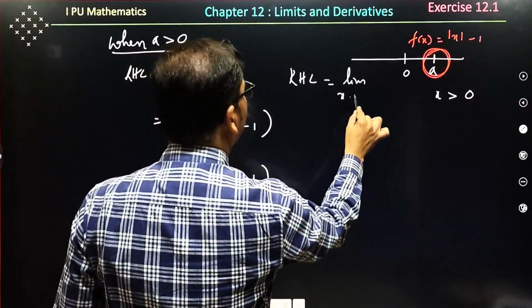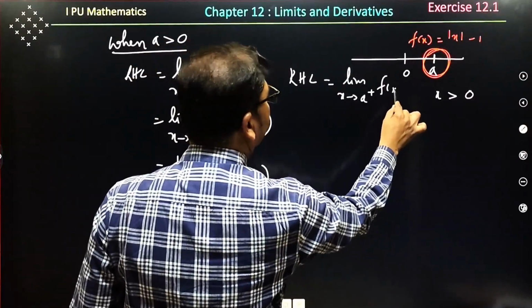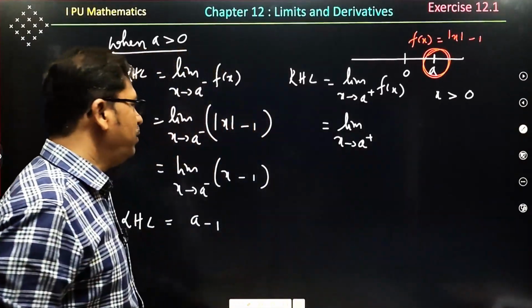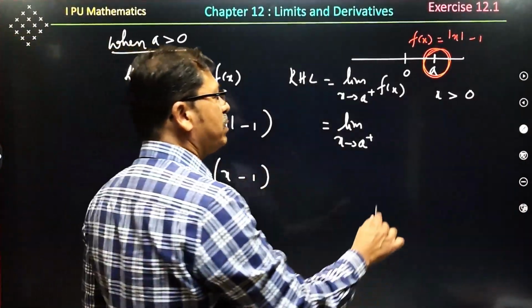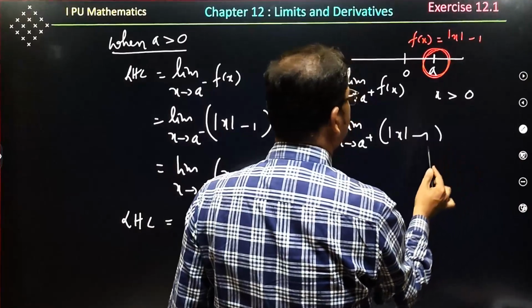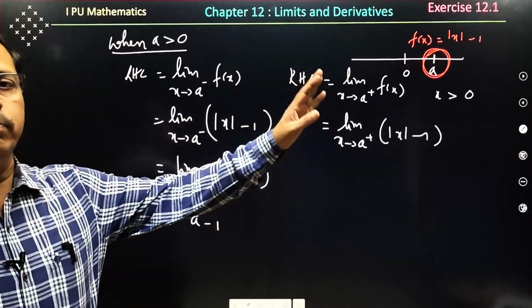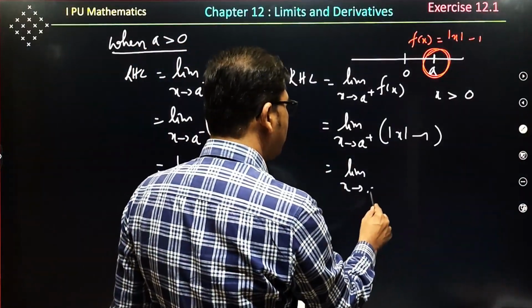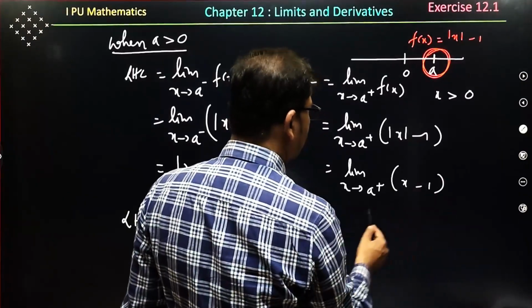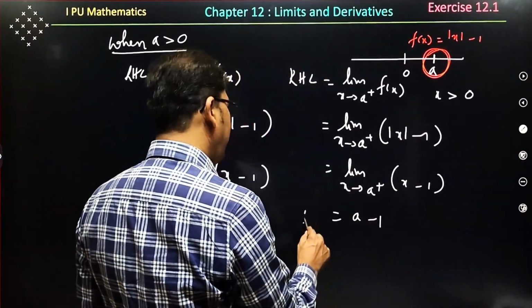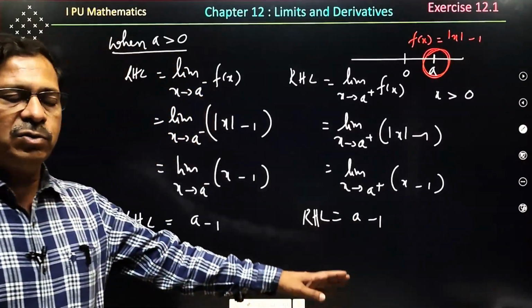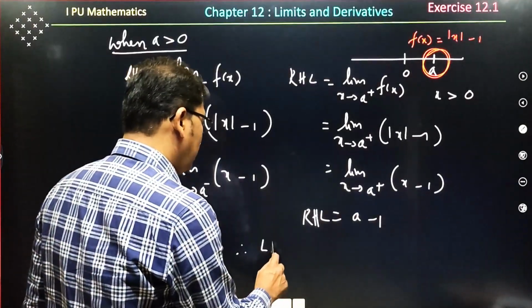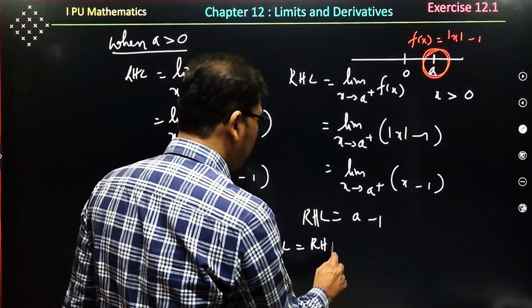Limit x tends to a plus f(x). If you take this, the f(x) value is definitely mod x minus 1, no change, because it is on the right side of 0. On the right side of 0, the function is defined by mod x minus 1. When it is on the right side of 0, mod x is also defined as simply x minus 1. So the answer is a minus 1. So right hand limit on simplification leads to a minus 1. Left hand limit is also leading to a minus 1. Therefore, what we conclude is LHL is equal to RHL and both are tallying with a minus 1.